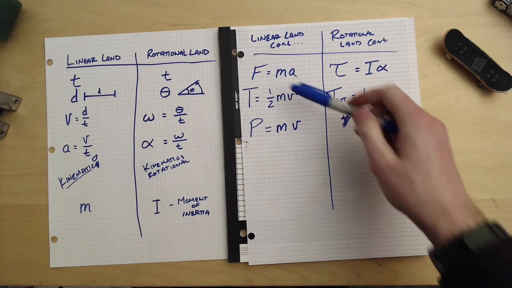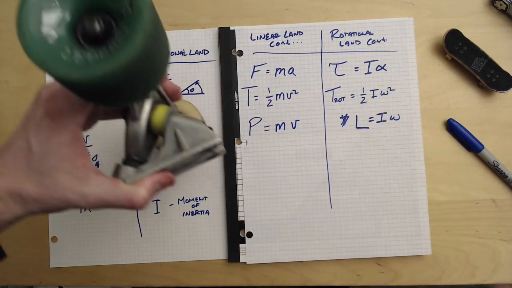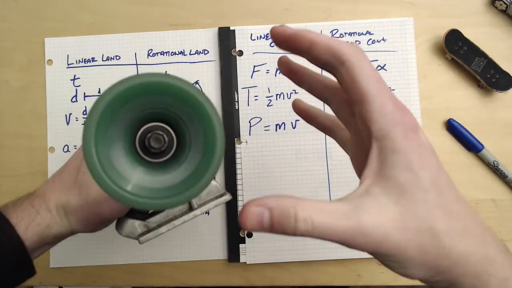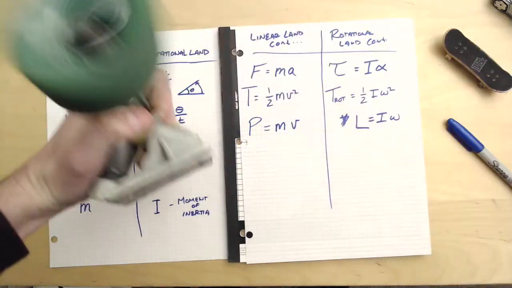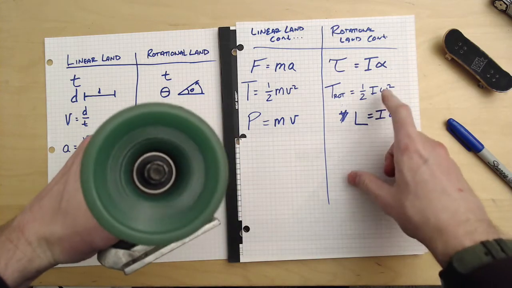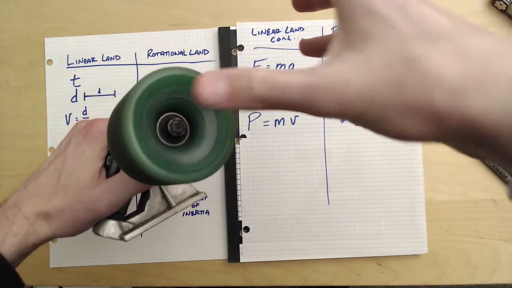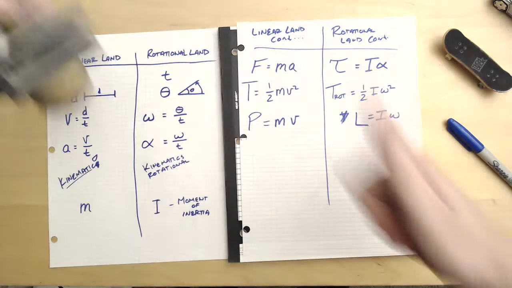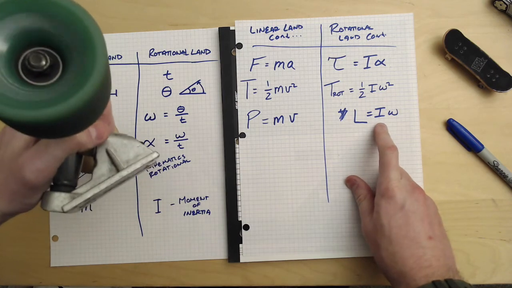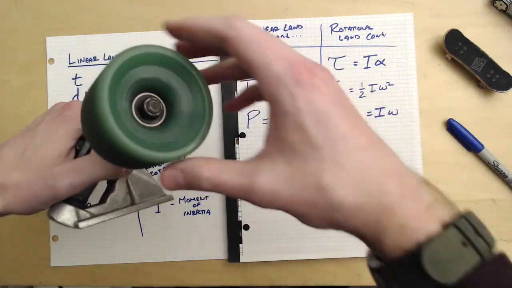Let's briefly talk about these last two, starting with rotational kinetic energy. This equation tells us that if we give something a spin, the amount of energy stored in this spinning wheel is given by the wheel's moment of inertia multiplied by the square of how fast it's spinning. And of course, we have our momentum here, given by the angular velocity times its moment of inertia. The larger the moment of inertia, the harder it is to stop it.